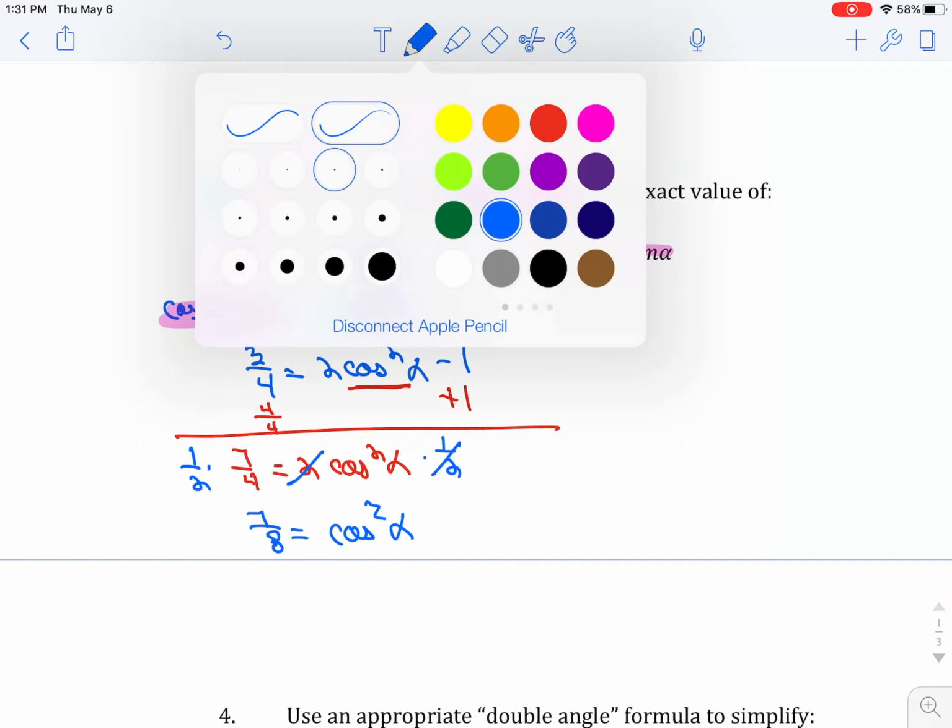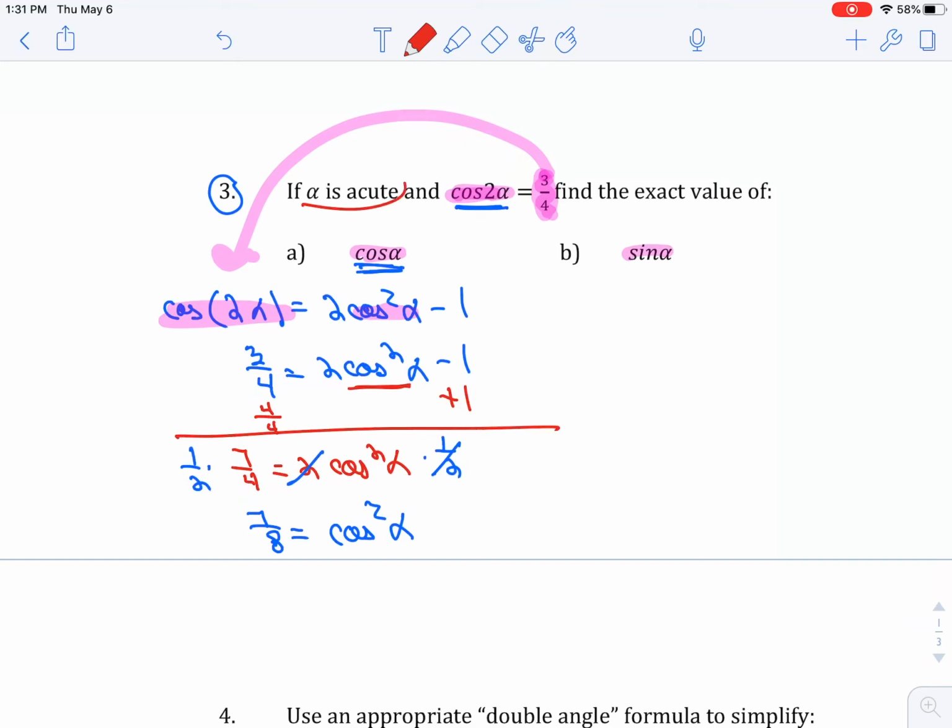Now I want to take the square root of both sides, and I want to point out here that alpha is acute. So if alpha is acute, it means it's between 0 and 90. It means it's in the first quadrant. So remember that all the trig ratios will be positive. So when I take the square root, usually I have to think about the positive and the negative square root, but in this case I only care about the positive square root. So the square root of cosine squared is just going to be cosine alpha.